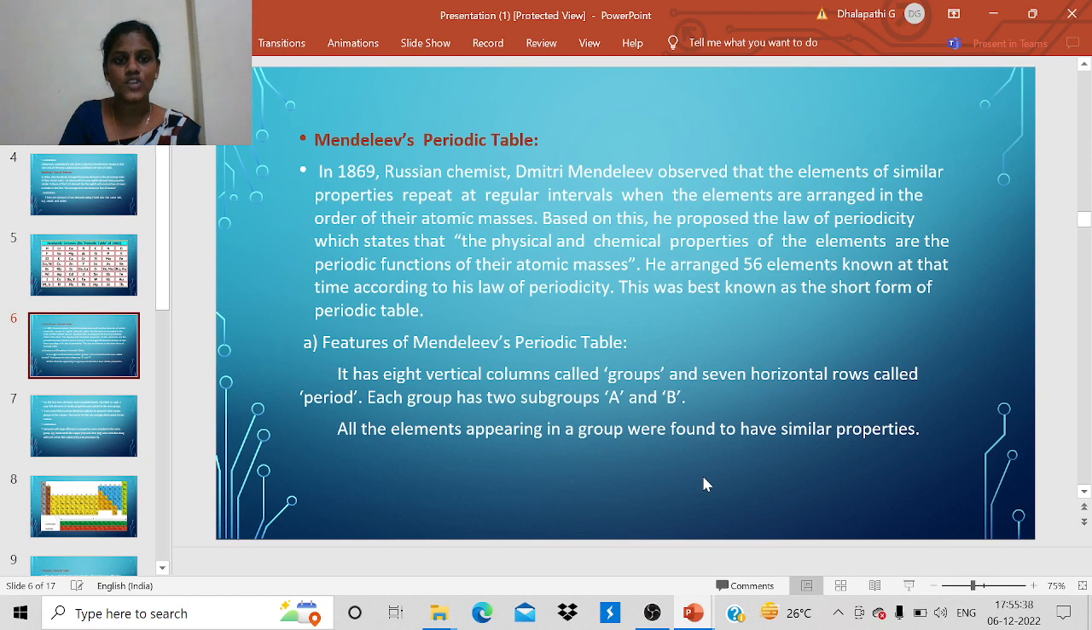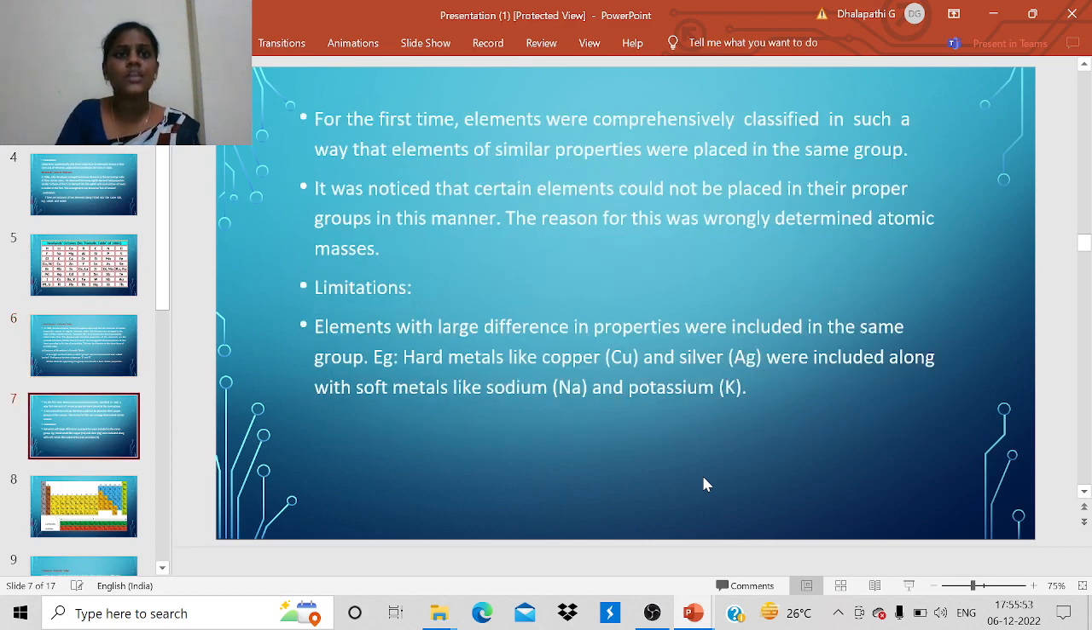Features of Mendeleev's periodic table. It has 8 vertical columns called groups and 7 horizontal rows called periods. Each group has 2 subgroups, A and B. All the elements appearing in a group were found to have similar properties. For the first time, elements were comprehensively classified in such a way that elements of similar properties were placed in the same group. It was noticed that certain elements could not be placed in the proper group in this manner. The reason for this was wrongly determined atomic masses.